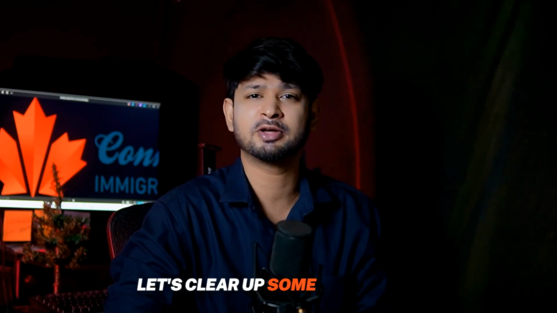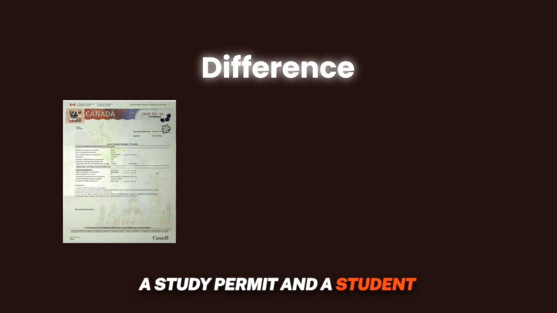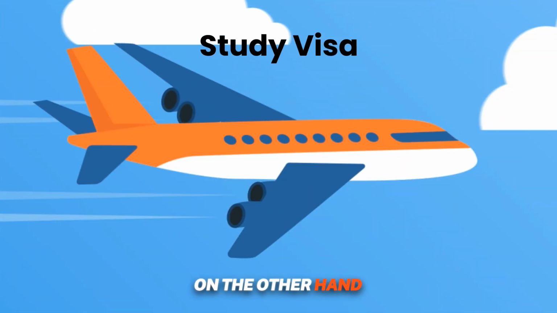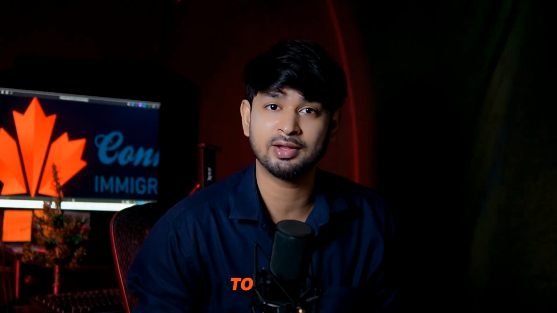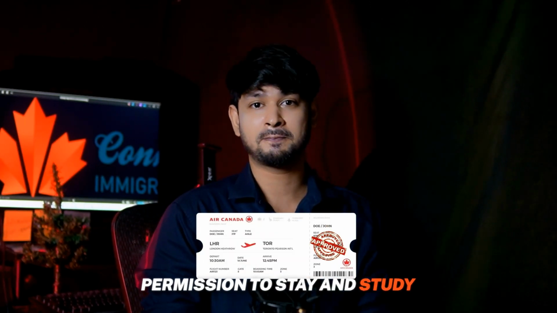First, let's clear up some confusion. What's the difference between a study permit and a student visa? Well, a study permit is a document that allows you to stay in Canada as a student. A student visa, on the other hand, is the travel authorization that lets you enter Canada. Now think of this visa as your ticket to enter and the study permit as your permission to stay and study.